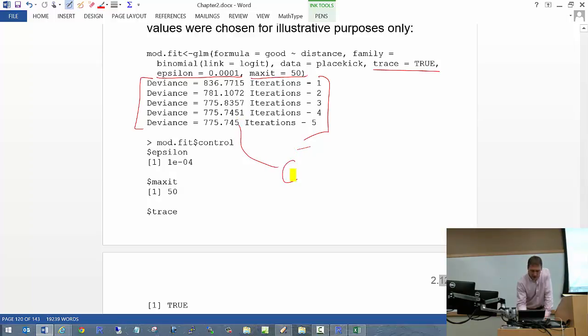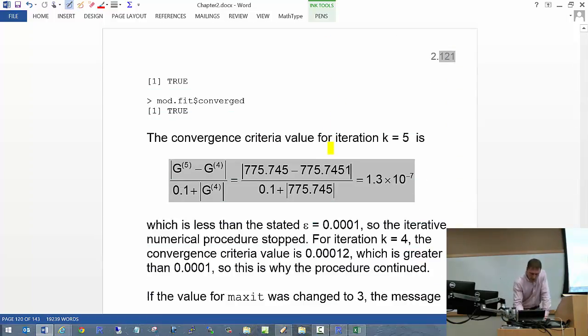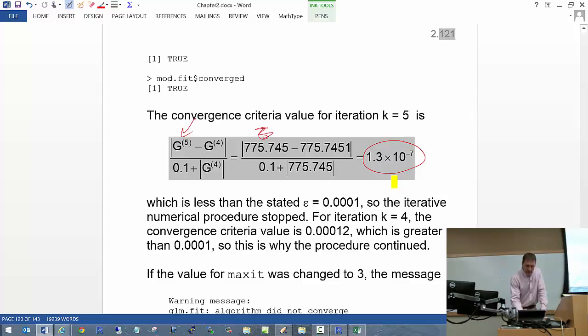The 775.745 is G with a superscript 5. Convergence occurred at the 5th iteration. Why? Compare G at the 5th iteration to the 4th iteration through the expression I gave you before, and you get 1.3 times 10 to the negative 7th power. Remember what I set epsilon to be, 0.0001. So, based upon this epsilon, convergence has occurred after 5 iterations.